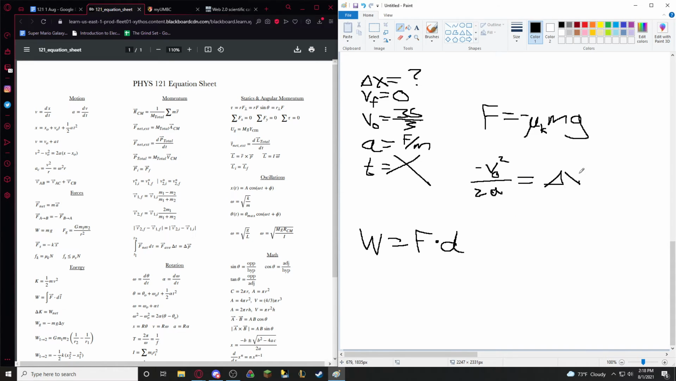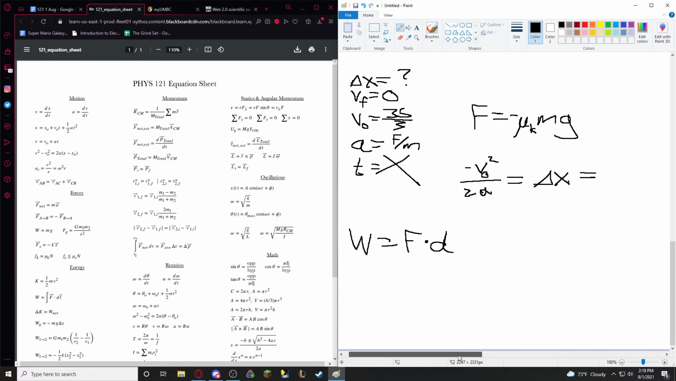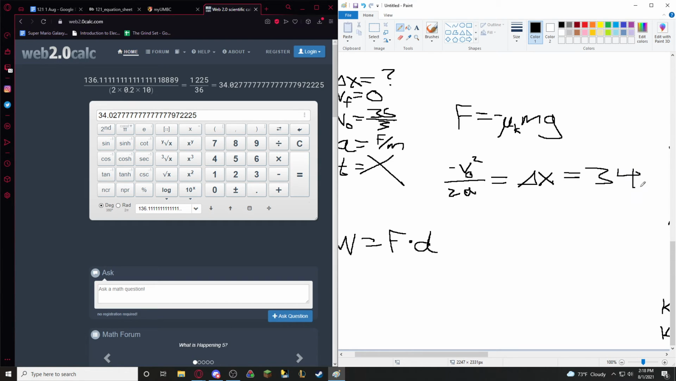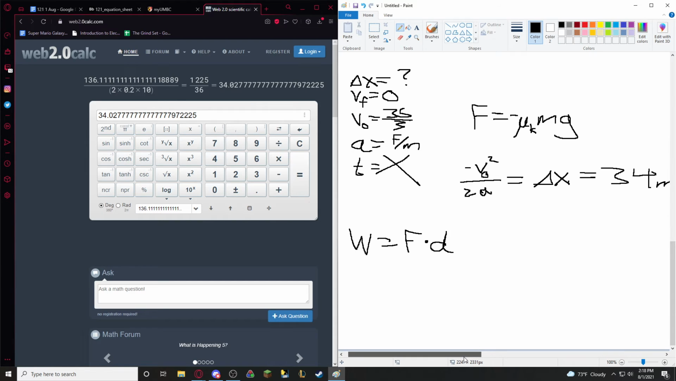That is equal to delta x, which if we plug in all our values, we have 35 over 3 squared divided by 2 times mu, which is 0.2, times g, which we're going to say is 10. Screw 9.81, by the way. Times mass. But the acceleration is force divided by the mass. Oh, okay. The mass actually ends up canceling out. Fun fact. And so we get a total distance of about 34 meters. So that's one way we could do it.